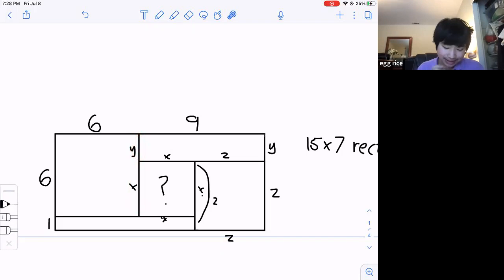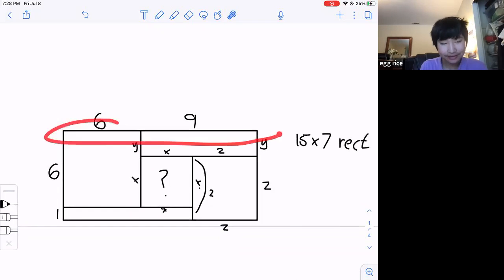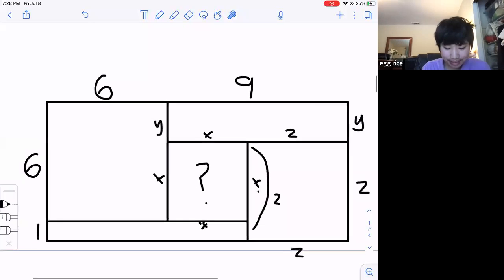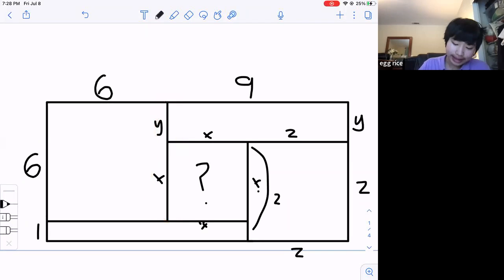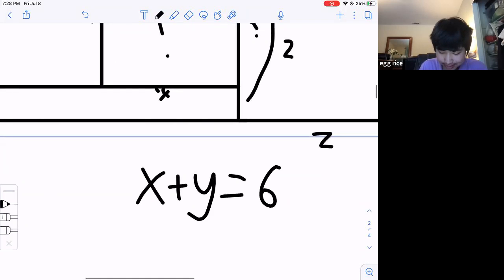So Neo is saying that this length, oh, Justin, sorry if this was a bit confusing, but it was actually 15 was this length and 6 and 7 was that one. Yeah, it's okay. But Neo was saying x plus y equals 6, right? Because this big length here is 6, and we have this little x and this little y. So we can just write this down saying x plus y equals 6.